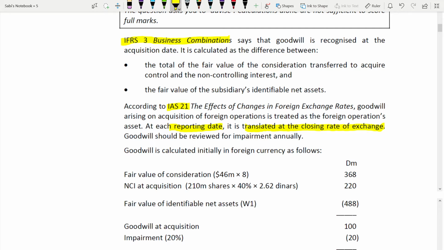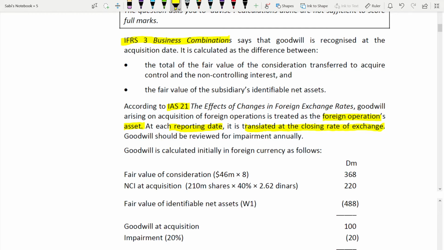Goodwill is an asset. So you have to write this. It is a foreign operations asset, no? Goodwill is an asset only, non-current asset. Sorry, intangible asset. But when you acquire the foreign operation, it is treated as a foreign operations asset. So you need to translate at the closing date of exchange.